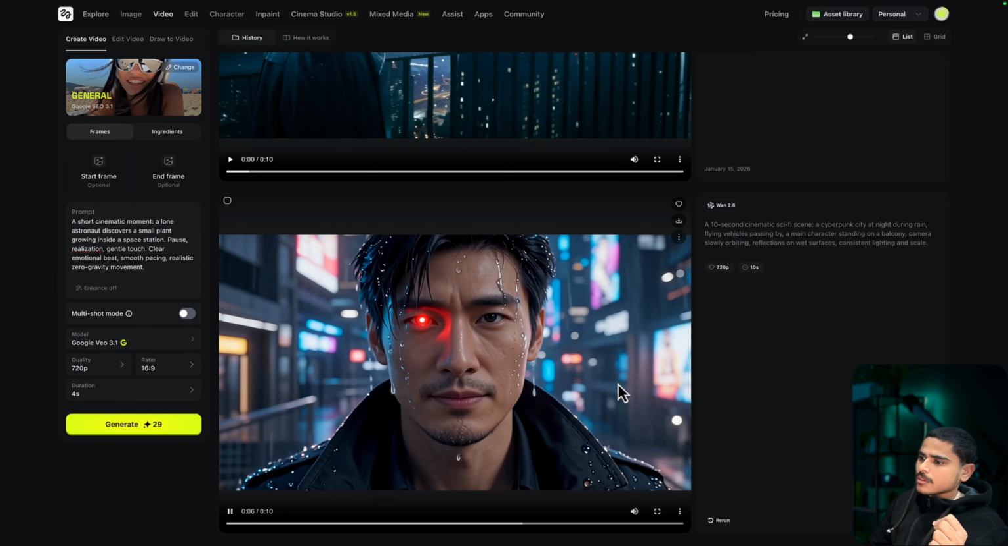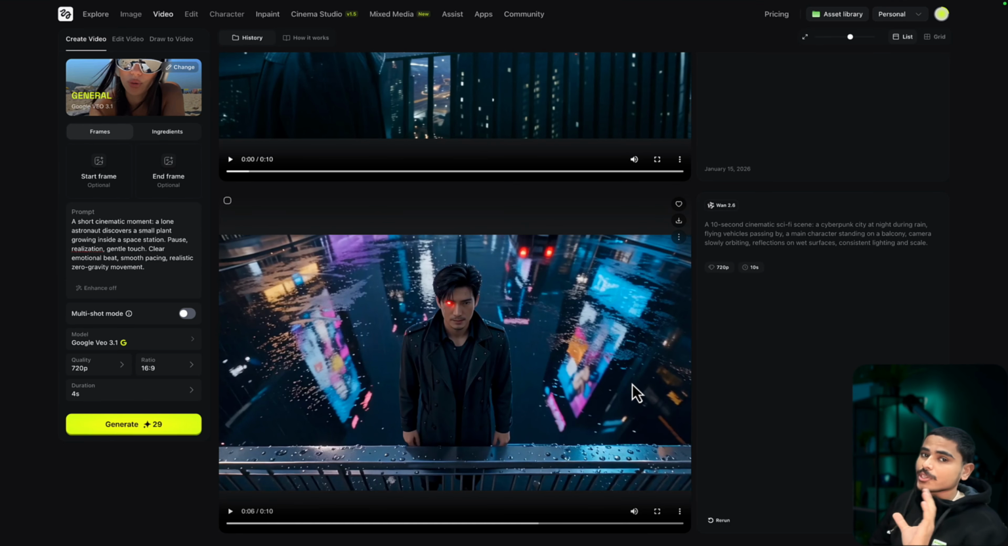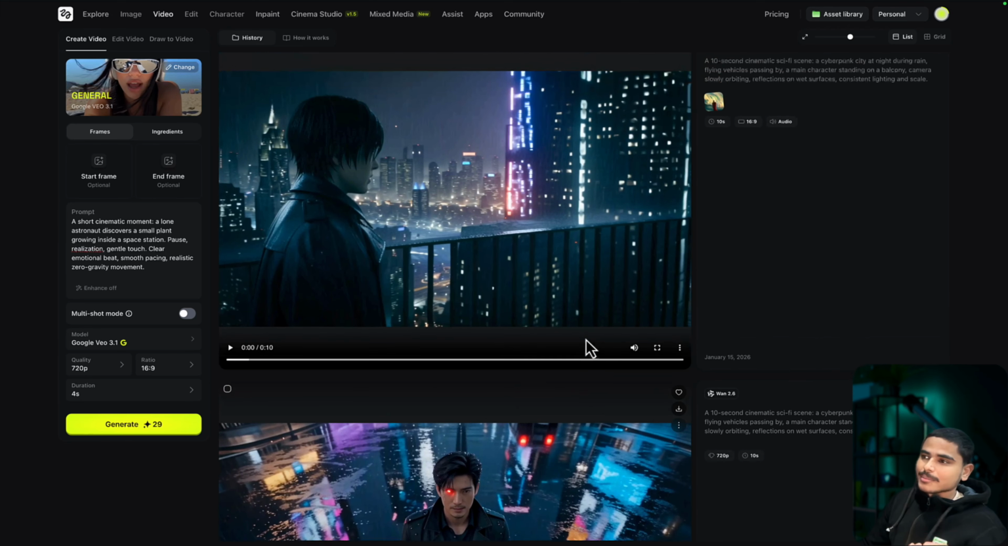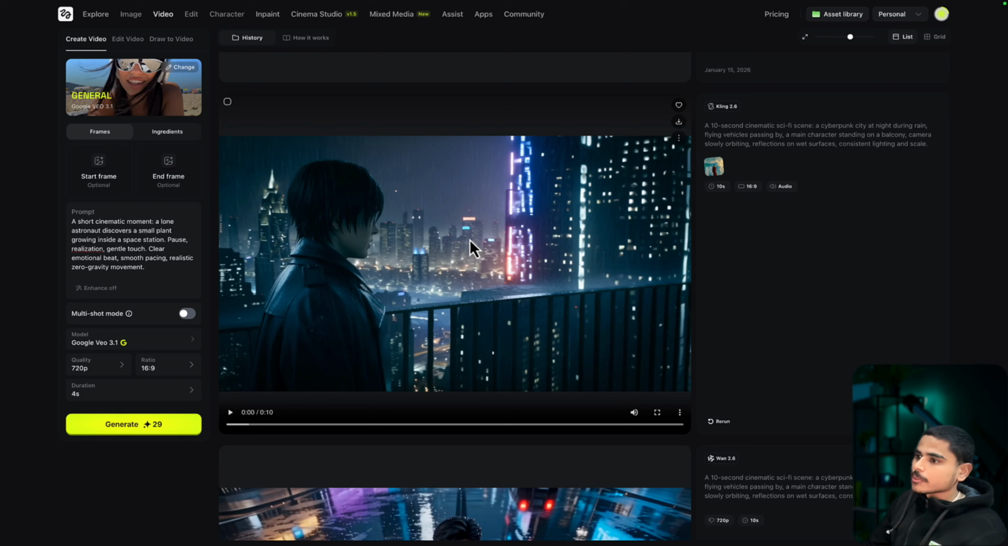But not today. Okay, Wan 2.6 actually orbited and the surfaces have the reflections properly, but it added some dialogue. I think you can control it with the prompt.